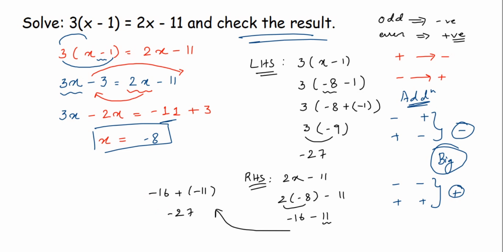Now you can see that LHS is minus 27, RHS is also minus 27. So this means it's verified. The x value which you obtained here is correct. That's it. I hope this question is clear.